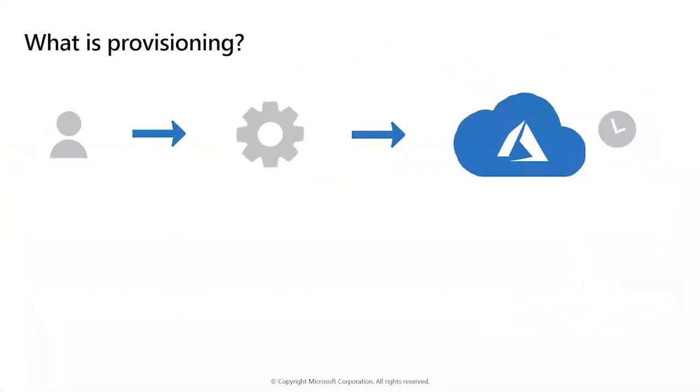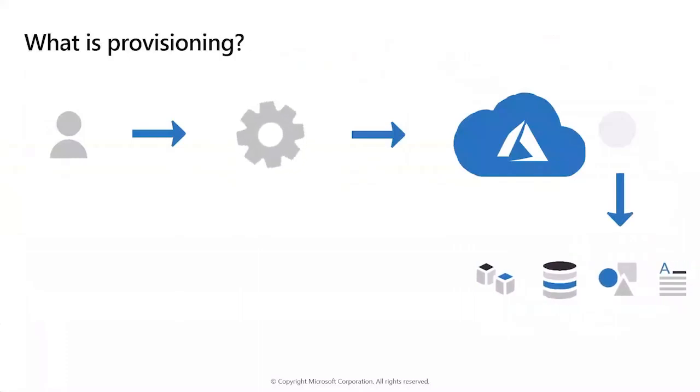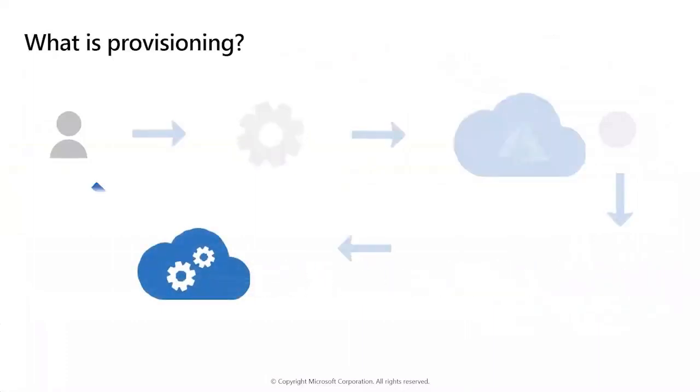Now, what exactly is provisioning? Well, when a user specifies that they want to provision something, they need to specify the provisioning parameters, such as the type of servers, storage, memory, and compute power. These provisioning parameters are then sent to Azure to provision the service, and then Azure allocates the necessary resources to create the service. Once the service has finished provisioning, it is ready to use and the user can start to consume the service.